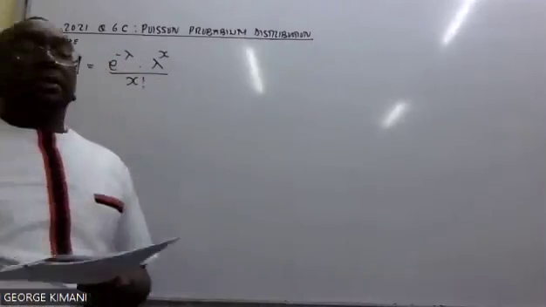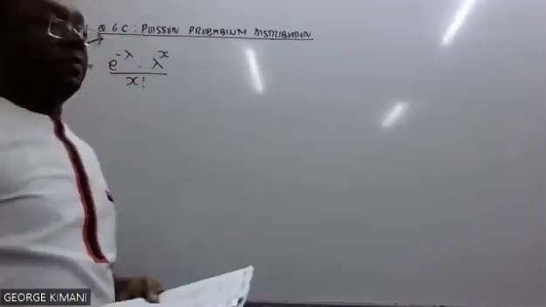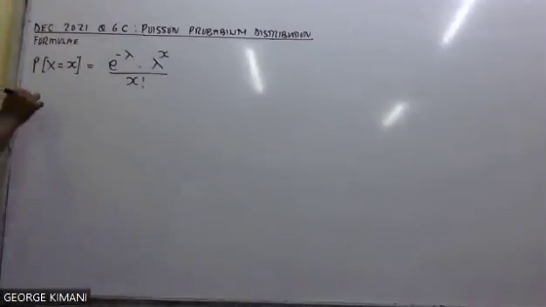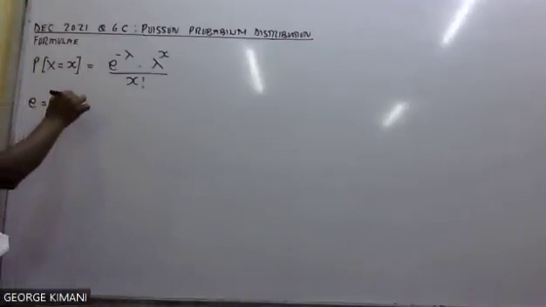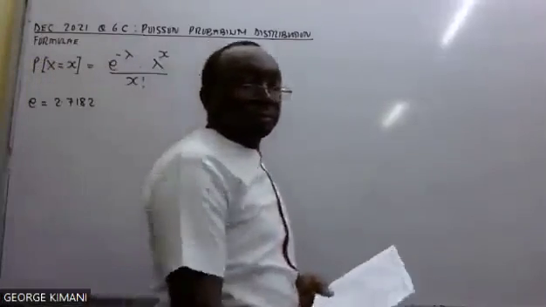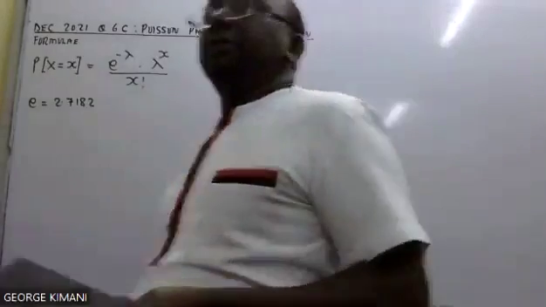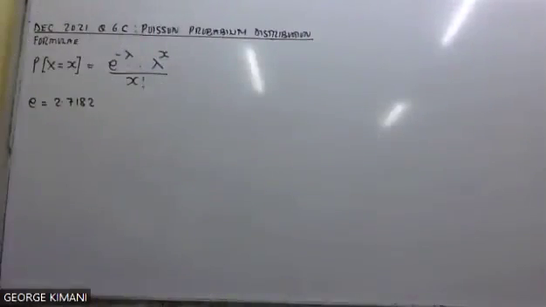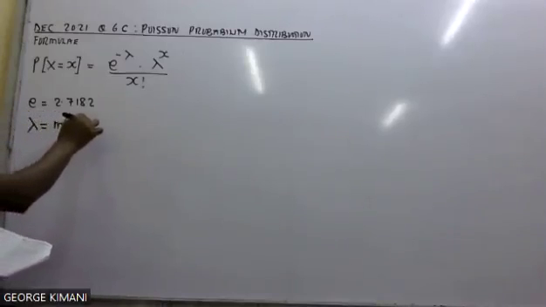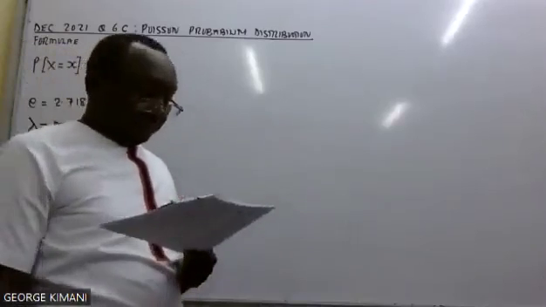Is that okay? So if that is true, we know that e is always 2.7182. So lambda is the mean.